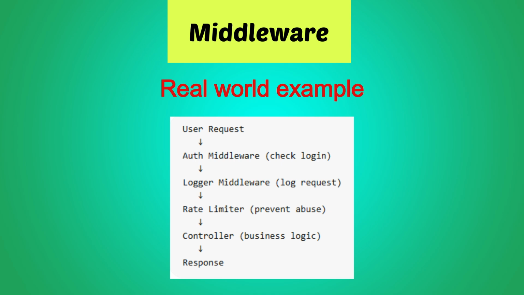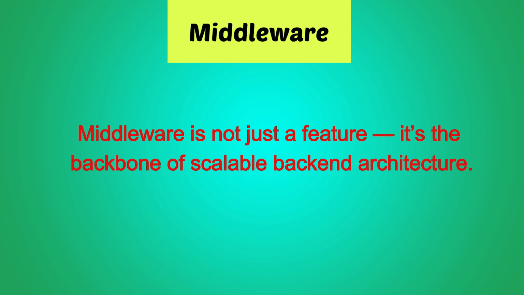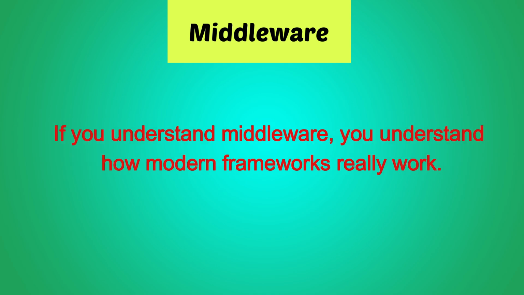Real world example: a user request comes in, auth middleware checks the login, logger middleware logs the request, rate limiter prevents abuse, controller handles business logic, and then the response. Middleware is not just a feature, it's the backbone of scalable backend architecture. If you understand middleware, you understand how modern frameworks really work.